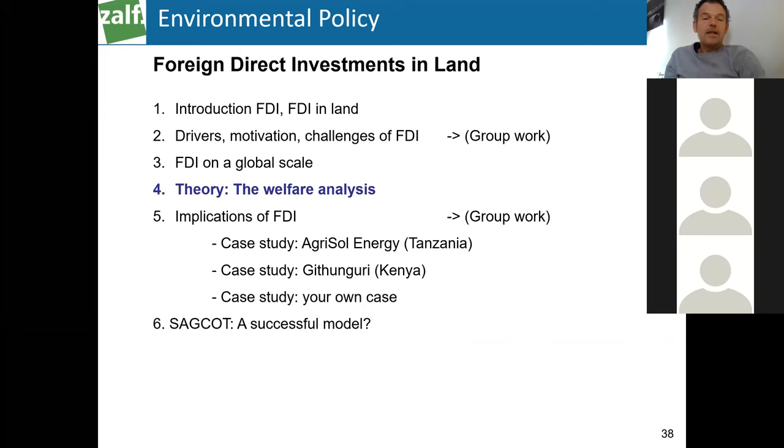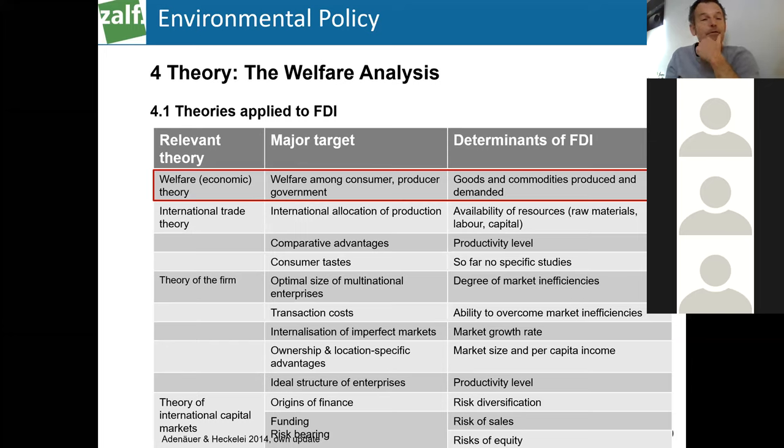investments agreements. If we look now at the welfare analysis, we have, of course, in the theories applied, different theories involved here. The welfare economics, to come back to our major method here, is the target welfare among consumers, producers, government, what I explained on the one hand side, and the determinants of its goods and commodities produced and demanded. This is majorly what is produced, what is demanded, and what role has a government in terms of receiving or paying certain subsidies.